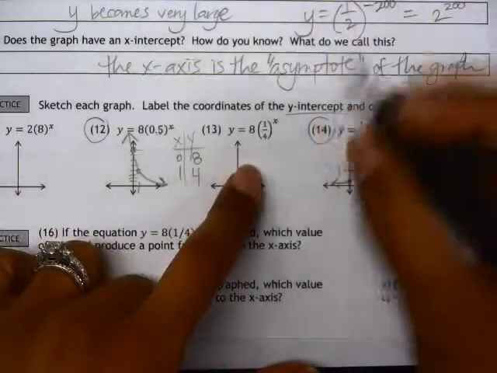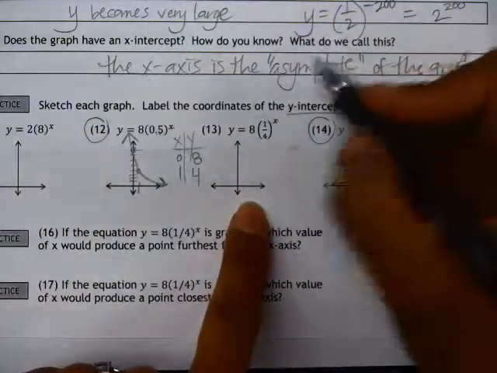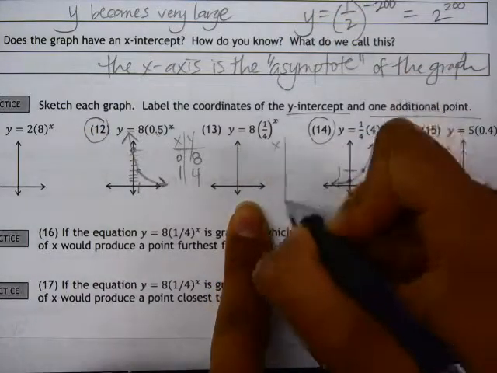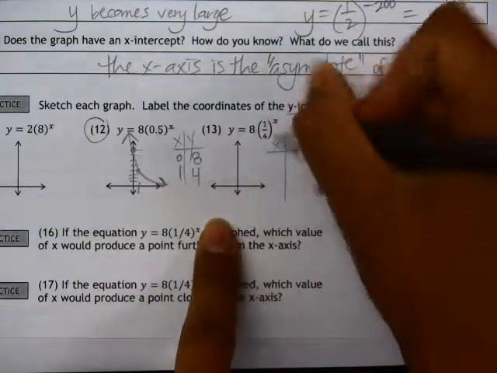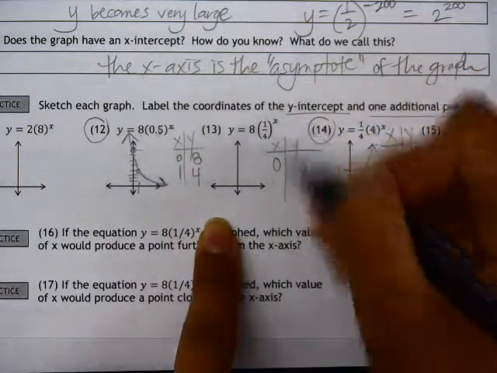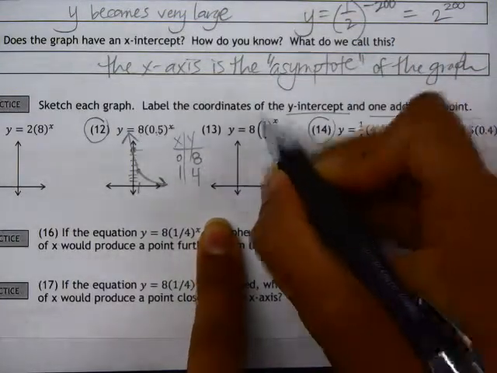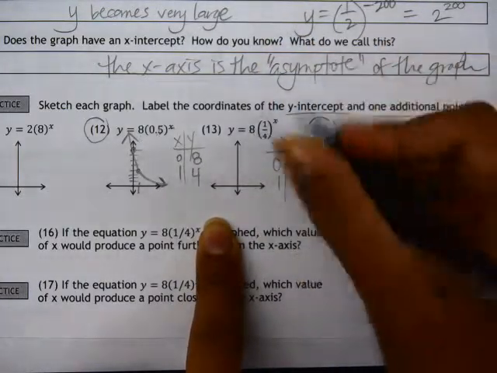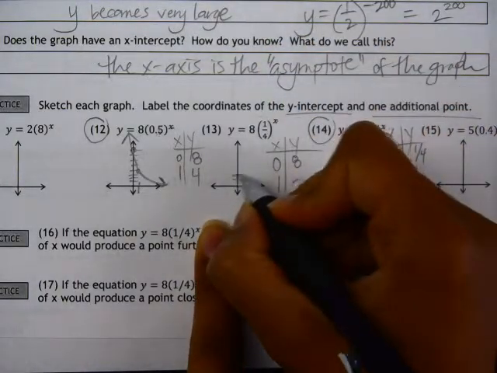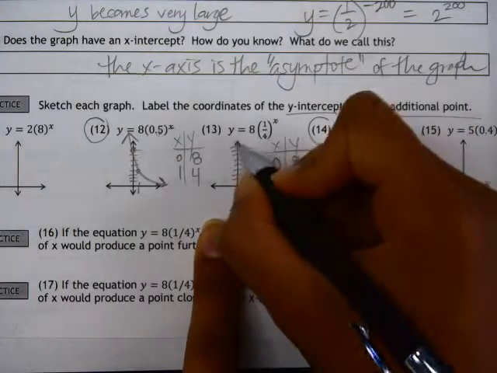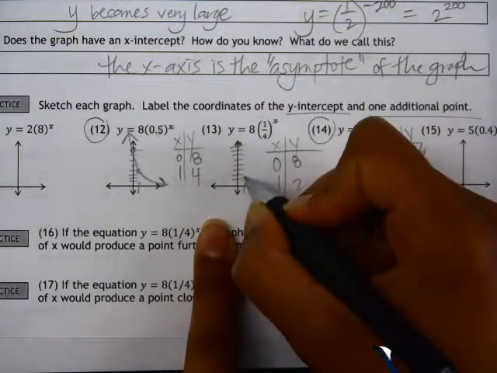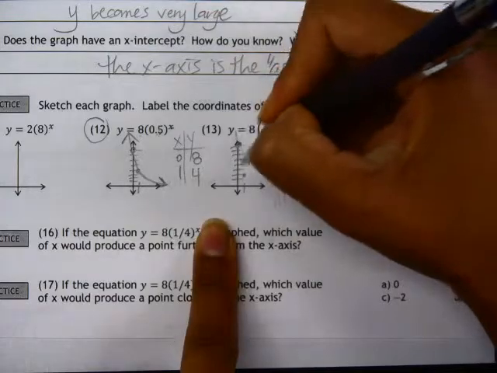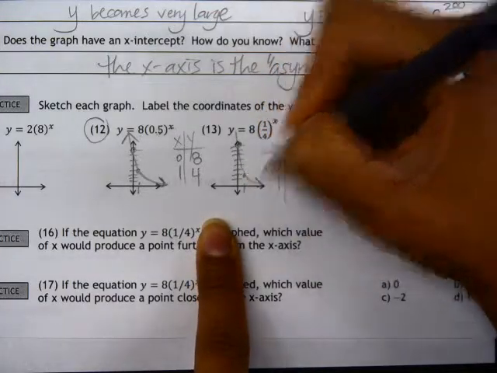So looking at this graph, similar to how we did 12 and 14, if we sketch the graph, the y-intercept, 1/4 to the 0 is 1 times 8 is 8. I'm also going to plug in x equals 1, so that's 1/4 times 8, which is 2. So I have 0, 8, as well as the point 1, 2 on the graph. So our graph looks like this, decreasing.